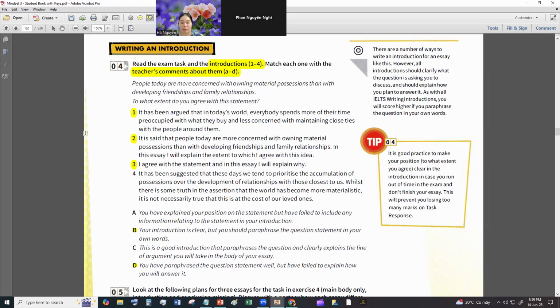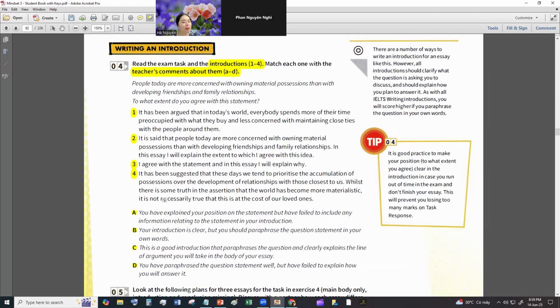It doesn't have a background. Yeah. So contrary to number 1, it paraphrases the question quite well, but no plan. So number 3 has a plan with the opinion, but no background. So yeah, and number 4, what is the comment for number 4, please? It's C. Yeah, this is a good introduction. Paraphrase the question, clearly explain the line of argument you take.